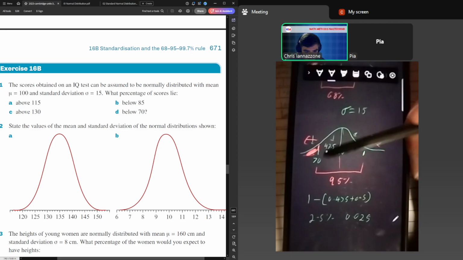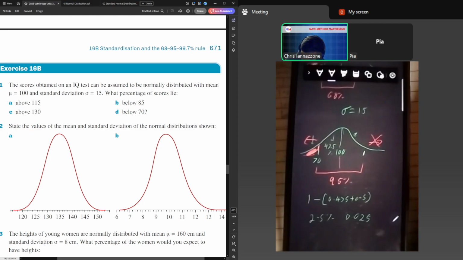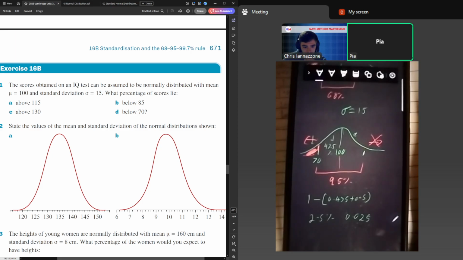Because you've got to be like, okay, this is 2 standard deviations, 95 is here, that means 5 is split evenly either side, 2.5 left, 2.5 right. Which of those sounds easier for you? I think the first way.